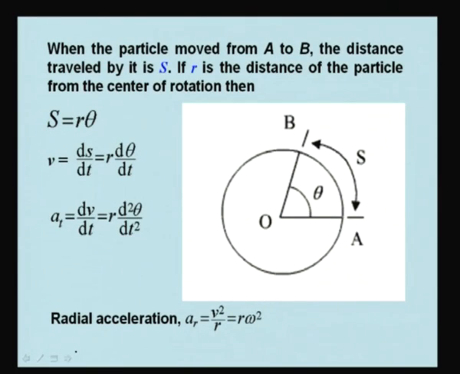When the particle moves from A to B, the distance travelled by it is s. If r is the distance of the particle from the center of rotation, then s is equal to r theta and v is equal to ds by dt. That means this is r d theta by dt. Therefore, the linear velocity v is r times omega.